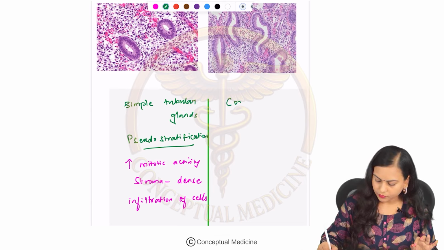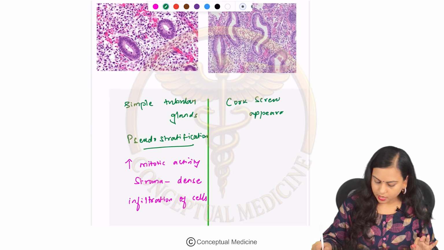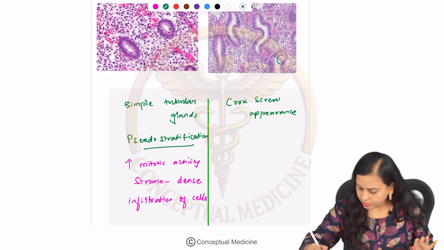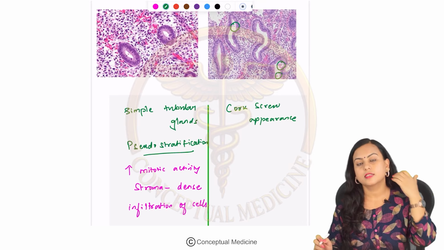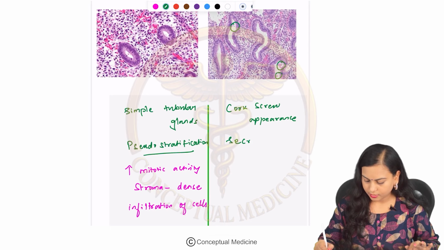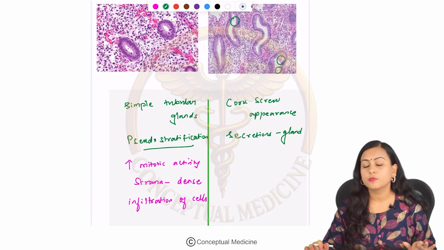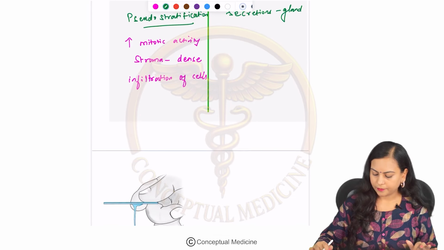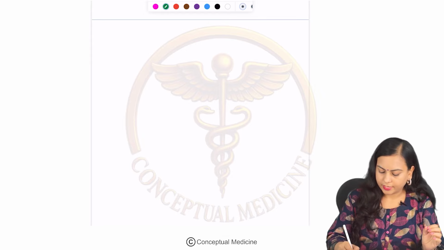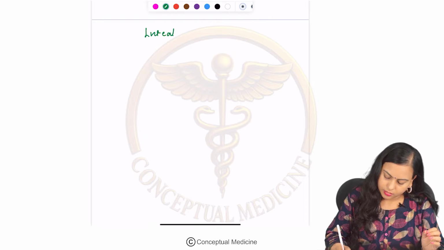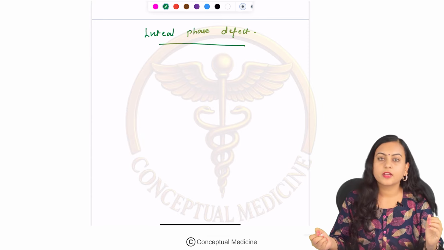They have a corkscrew appearance. And you will see some pink deposits here. These are nothing but the secretions that are seen. Okay, secretions are seen inside the gland under the effect of the hormone progesterone, right? Okay. Now, using this endometrial biopsy, we can diagnose a condition called luteal phase defect. Okay, we use this kind of biopsy to find out luteal phase defect, which can be a cause of infertility.